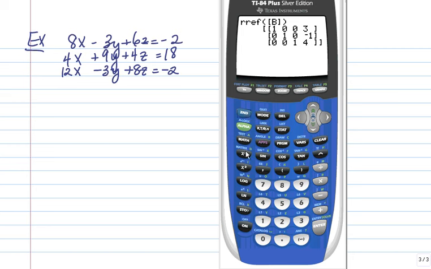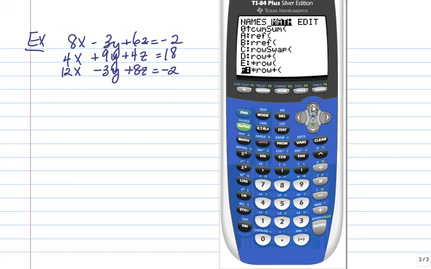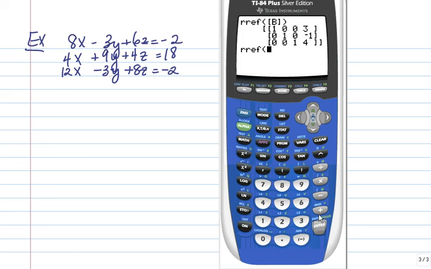Now go back to second x inverse, and we need to go to our math option and choose RREF, and select our matrix, second x inverse. Our matrix was C, and enter.